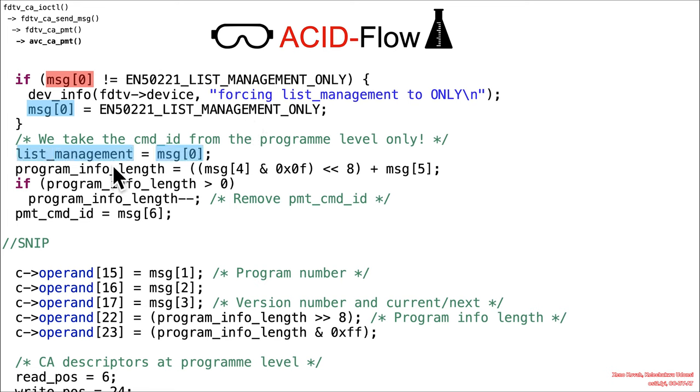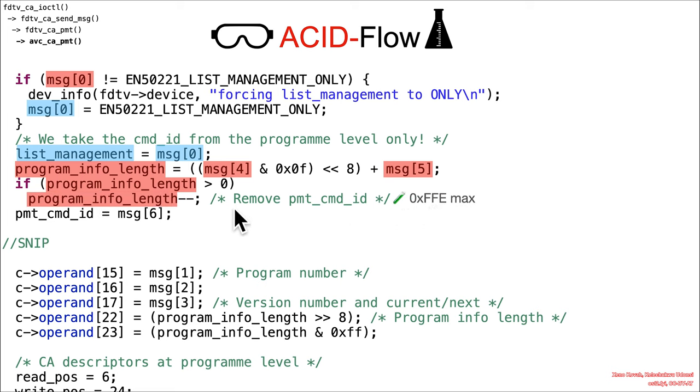That then is subsequently placed into list management. And now we have some actual attacker controlled values at message 5 and message 4. Essentially this is the least significant byte, this is shifted up by 8, and it's bitwise ANDed with F. So practically speaking, although this is an attacker controlled value, if it's greater than 0, it's going to hit this right there.